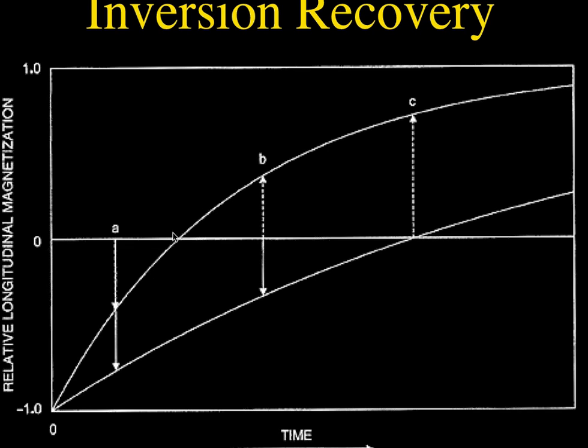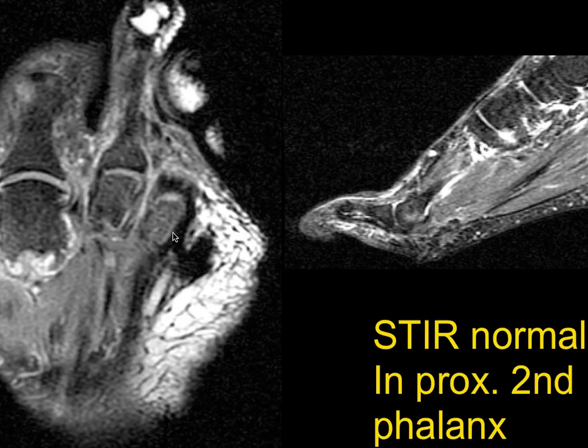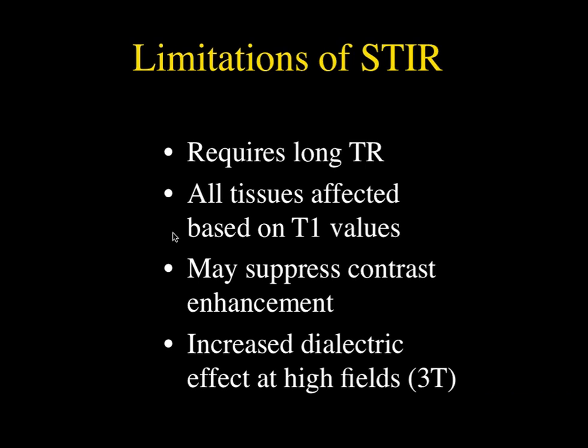So the original reason that STIR was invented by Graham Bydder was to suppress the fat. In that particular case, it was primarily the fat signal from the skin around the chest, which gave artifacts from breathing. So that's the STIR technique, and that's a very robust technique. We use this a lot in imaging, and it's insensitive to magnetic field inhomogeneities, which is helpful. It does require a longer TR to do it. All tissues are affected based upon T1.